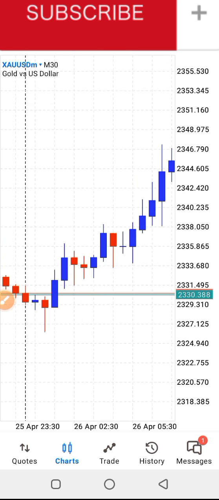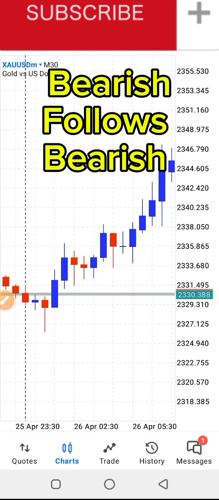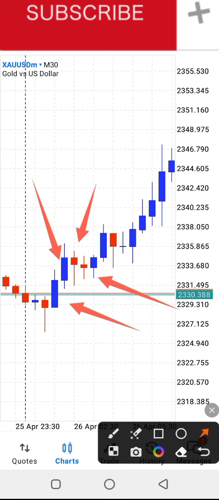Most times what you have instead is that after a bullish candle you have a bullish candle. After a bearish candle, the probability that what follows it will be a bearish candle is very high. What do I mean? Let me show you something. Look at this. This is a bullish candle followed by a bullish candle. Do you see that? Then you have a bearish candle followed by what? A bearish candle. Then a bullish candle followed by what? A bullish candle.